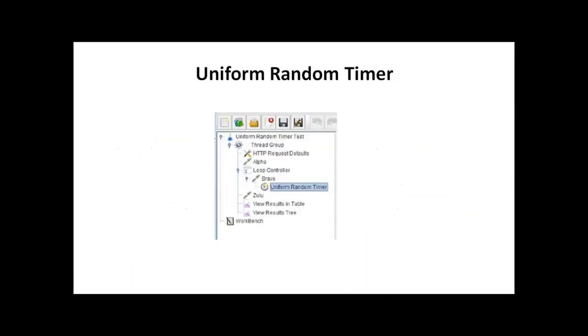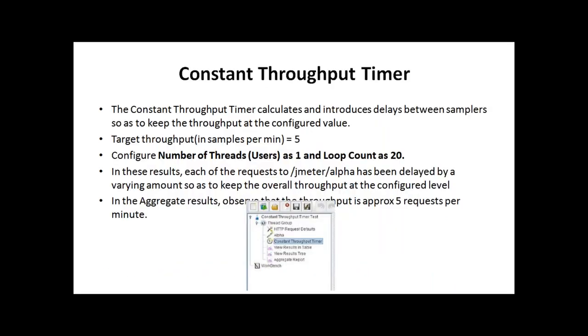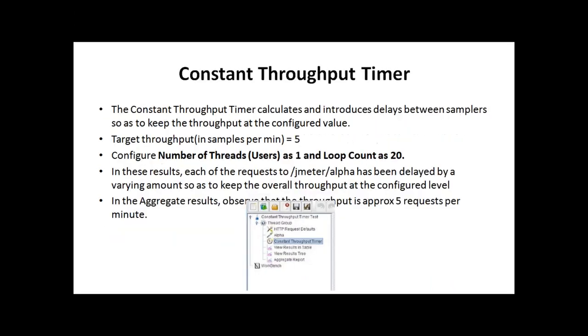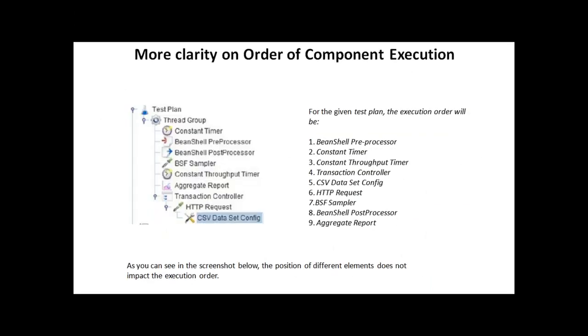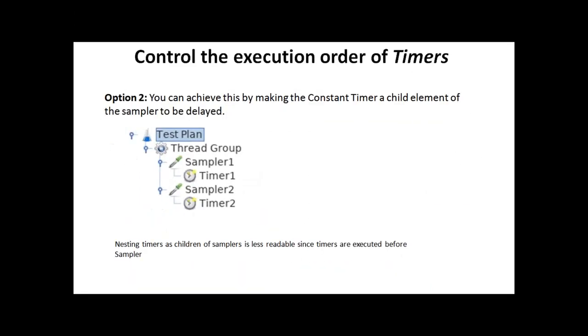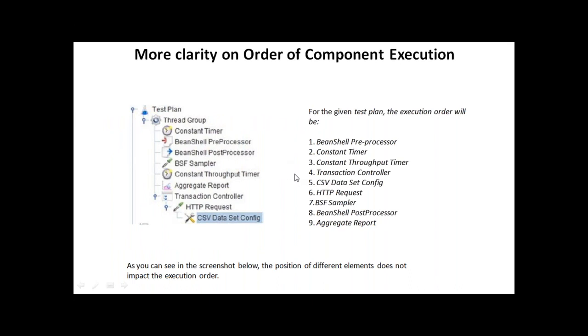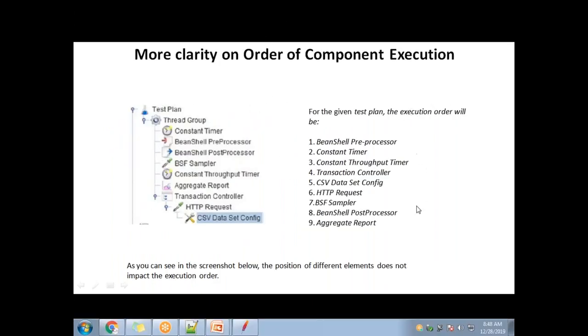Okay, there is Gaussian random timer, there is uniform random timer. So these two are important. Throughput timer is not that important. Synchronizing timer is important. So should we cover all this today, guys, or should we postpone it to tomorrow? What do you say? This is very, very important. If you understand this, you will understand most of JMeter. Just this one slide.